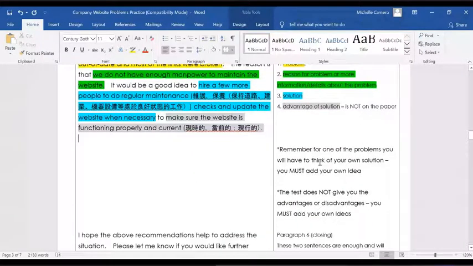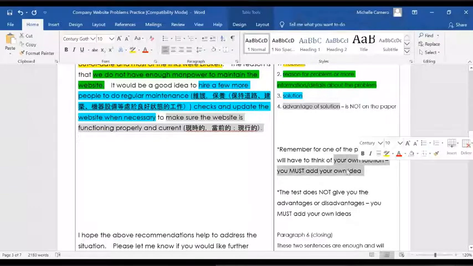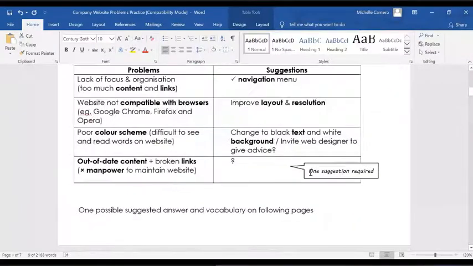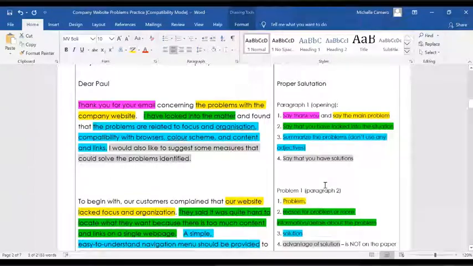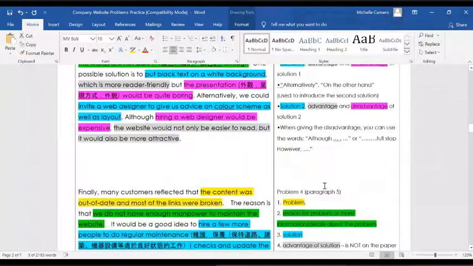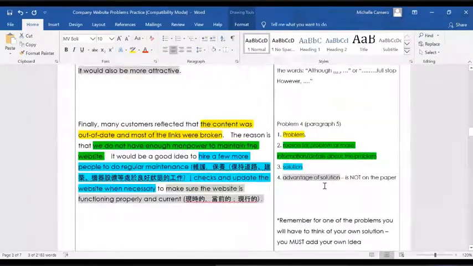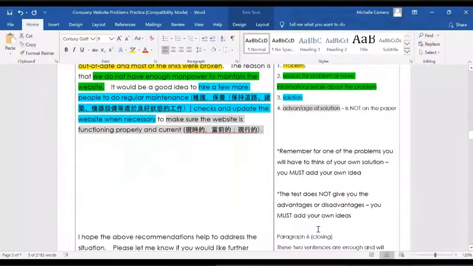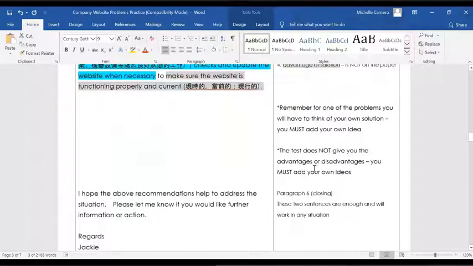Okay, so remember, for one of the problems, you will have to think of your own solution and you must add your own idea. So remember, you have to add your own solution. When do you do that? When you see this on the paper, when it says one suggestion required, okay? And you need to add the advantage. Then remember, for this one, you need to add the advantage and the disadvantage when you have the two solutions, okay? So the test does not give you the advantages and disadvantages. You must add your own ideas.